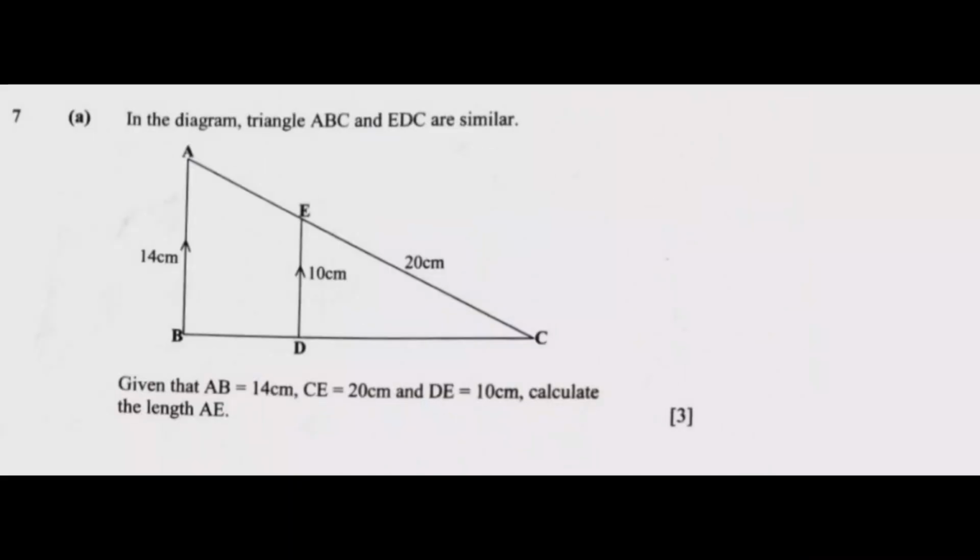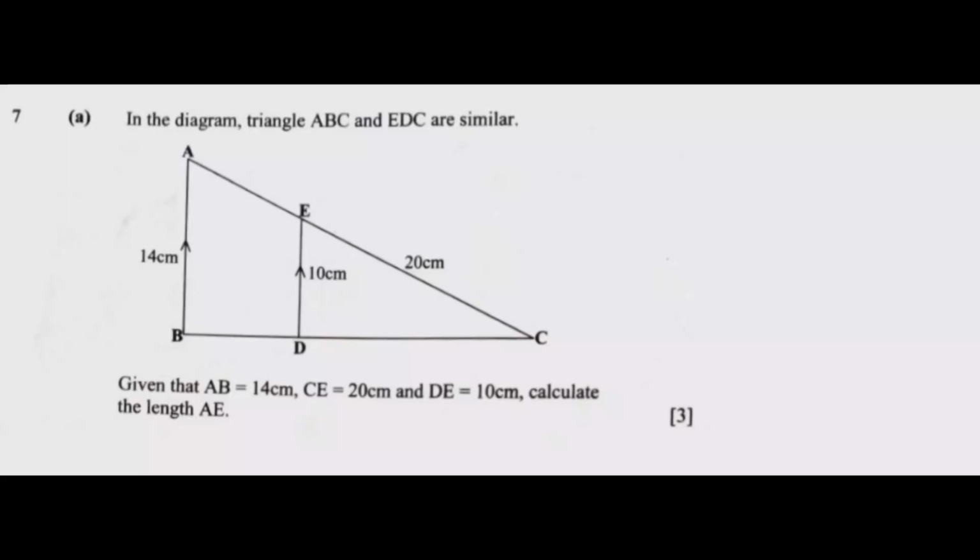Question 7A is as follows. In the diagram, triangle ABC and triangle EDC are similar. Okay, so we need to pay attention and look at those triangles. Then the actual question is, given that AB is equal to 14 centimeters, CE is equal to 20 centimeters, and DE is equal to 10 centimeters, calculate the length of AE.